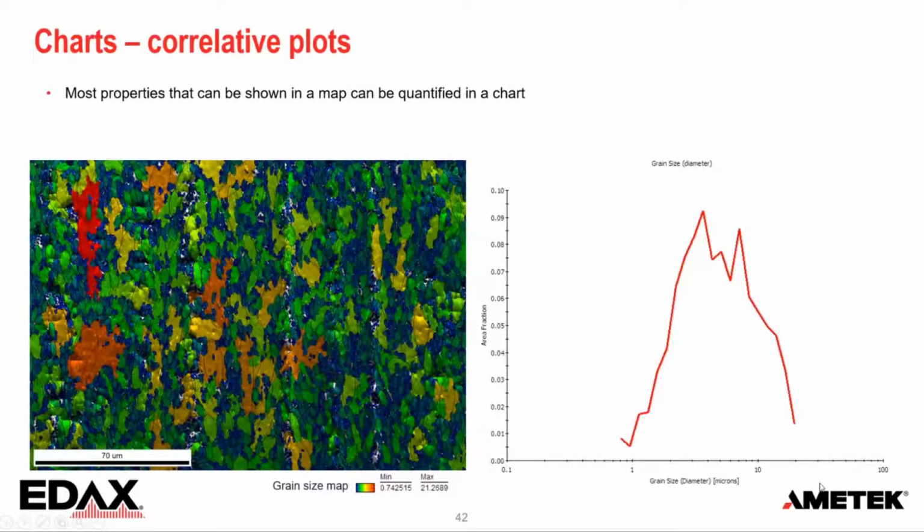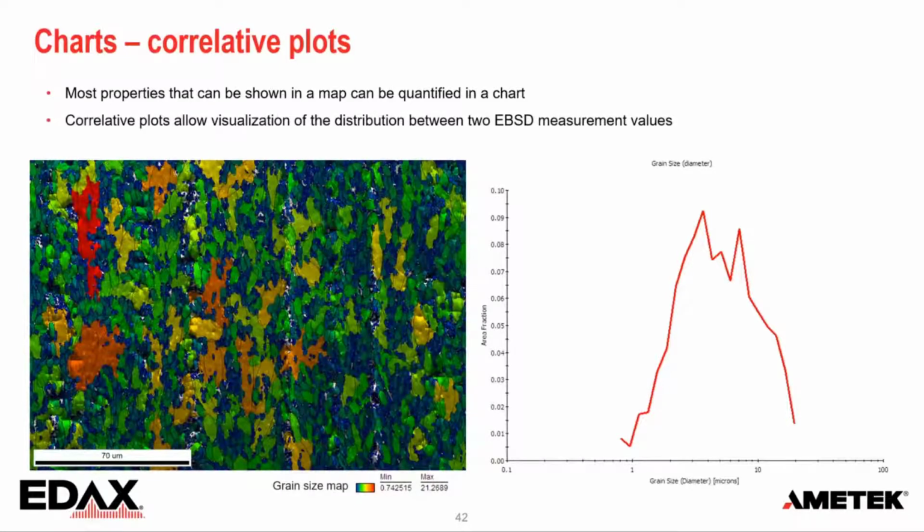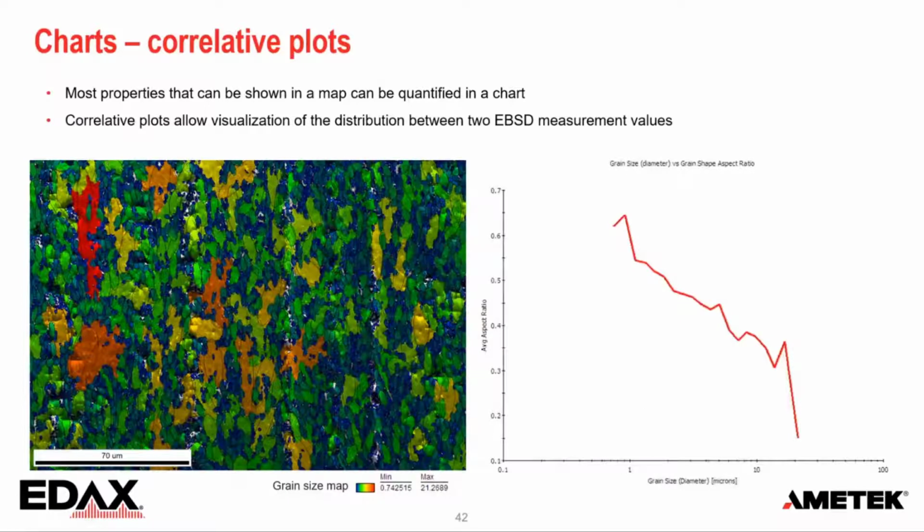And if I now want to know if my grain size and elongation is correlated in any way, I can just create a correlative plot where I can put these against each other. You could, of course, always do this already in an external program where you just export the data for each individual parameter, but it's much easier now to do this directly in the analysis software.